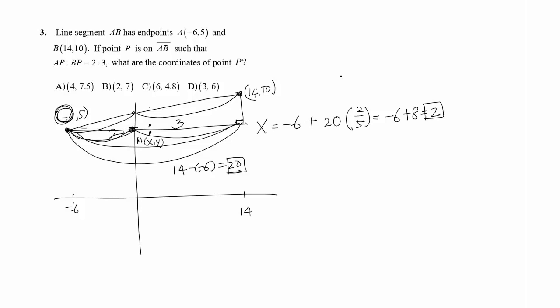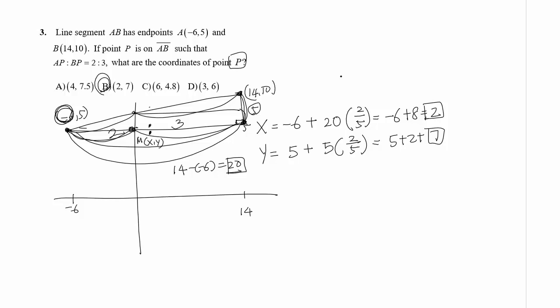Okay. The next one, what about y? From 5 to 10 the distance is 5, okay? And the y coordinate will be right there. We start from 5, okay? 5 plus, this is 5, we take only 2 out of 5, okay? So that's gonna be, of course, 5 plus 2 is 7, isn't it? All right? So the coordinate of point P will be, choice B, 2 and 7, okay?